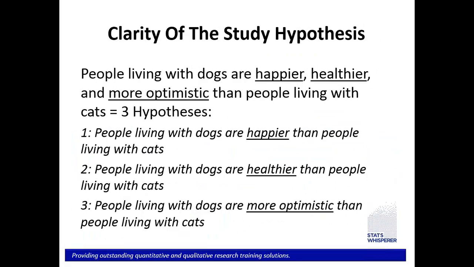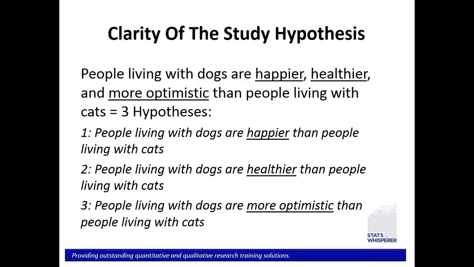Right? So this is actually what this is. It's three hypotheses. The first one is people living with dogs are happier than people living with cats. Two, people living with dogs are healthier than people living with cats. And three, people living with dogs are more optimistic than people living with cats. You always want to be able to say if the study hypothesis was supported or not supported.